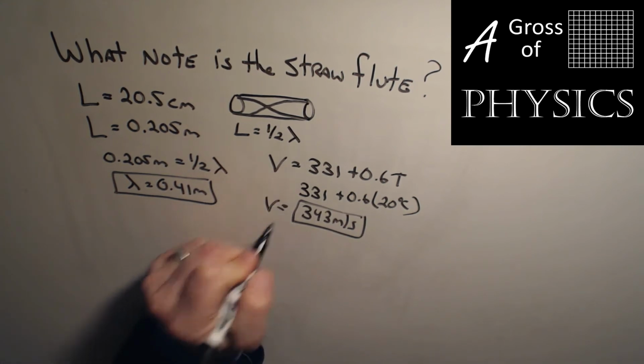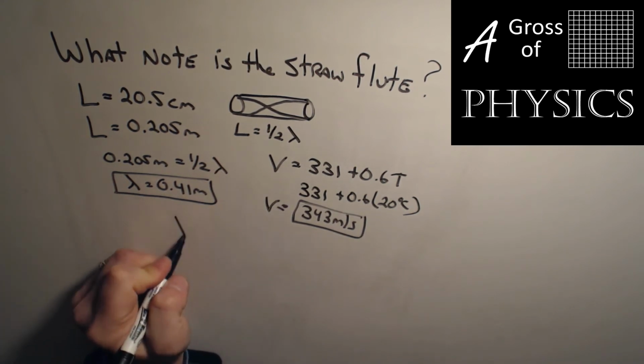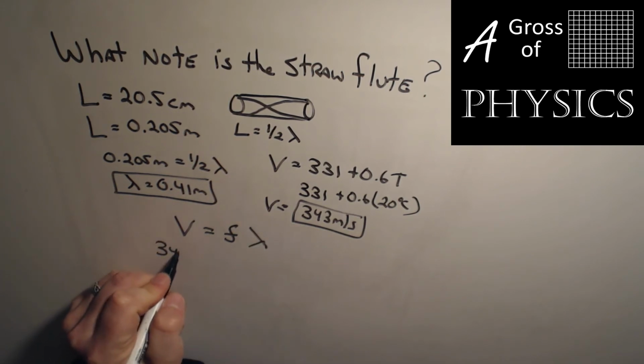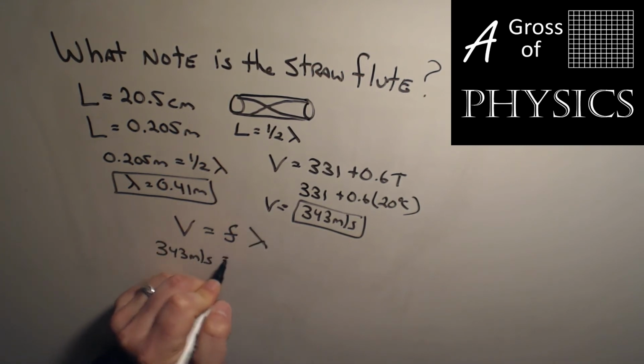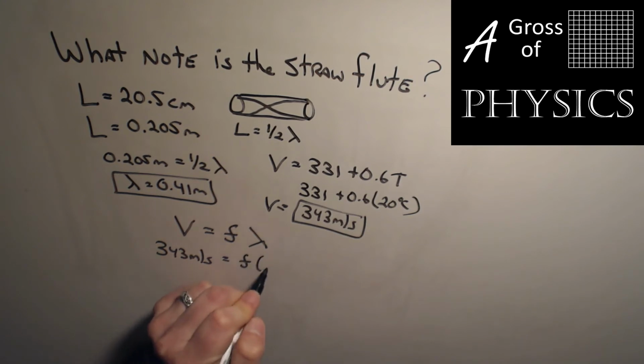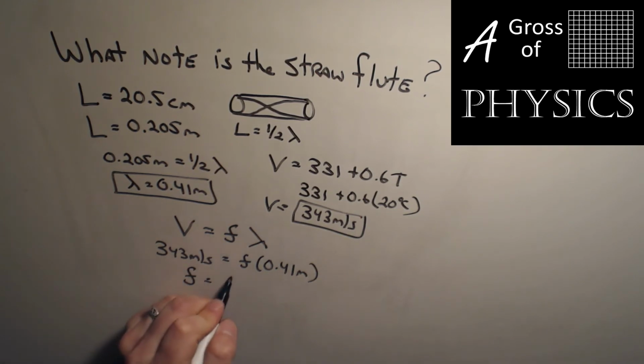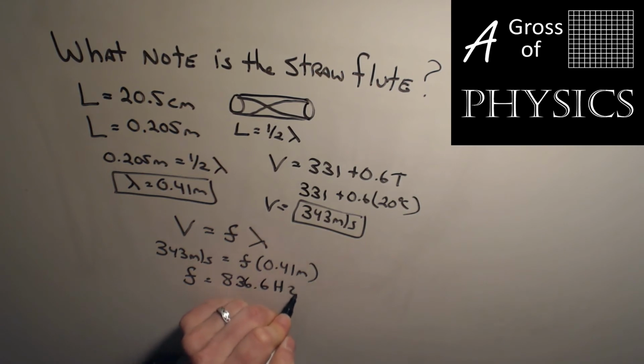Well, that's my speed. I have my wavelength, so I'm going to do V equals F lambda. 343 meters per second equals F times 0.41 meters. Frequency equals 343 divided by 0.41, and the answer is going to be 836.6 hertz.